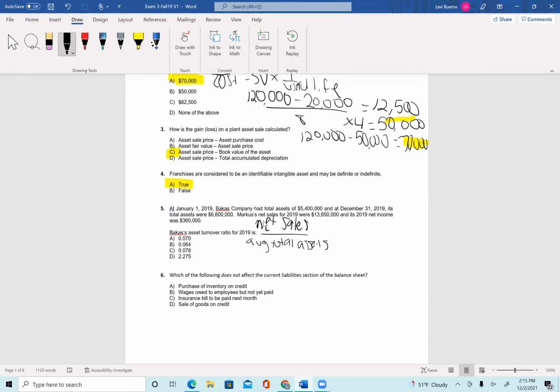So our net sales here is 13,650. And then to find our average total assets, we'll take 5.4 million plus 6.6 million, and then divide by 2. And that's going to give us 6 million. You'll put 6 million down here, which gives us 2.275.